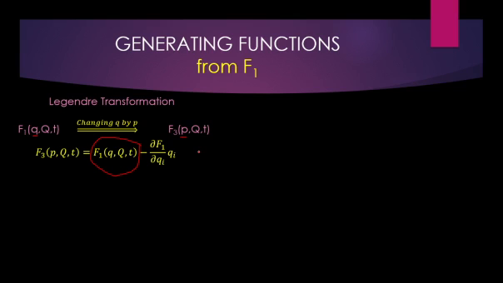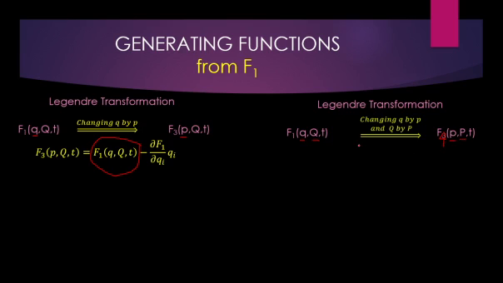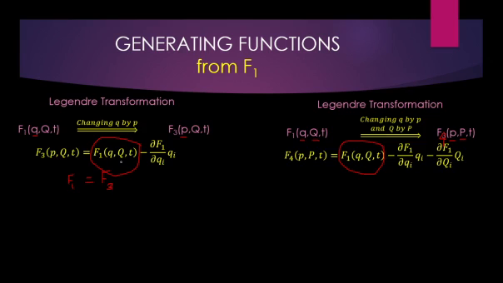Similarly, you can find out F4 also. Here it is F4. Sorry for that. Here you can see which bases are changing. Both small q and capital Q are changed to small p and capital P. So it would have two terms showing the change. The one would be the old function minus ∂F1/∂q_i times q_i, minus the second change, ∂F1/∂Q_i times Q_i. Once you have written the Legendre transformation, you can write down F1 in terms of F3, by rearranging the equation. Here also you can write down F1 by rearranging the equation.